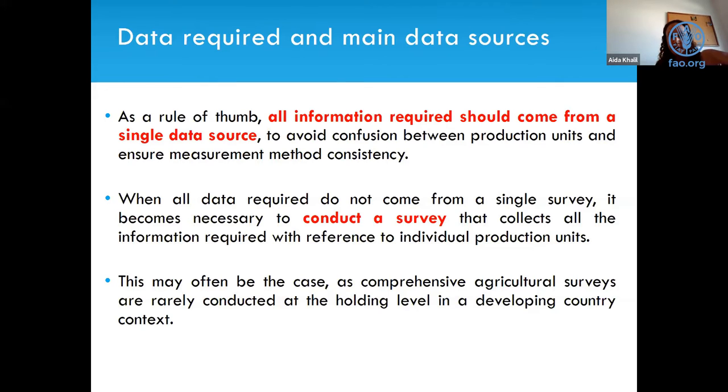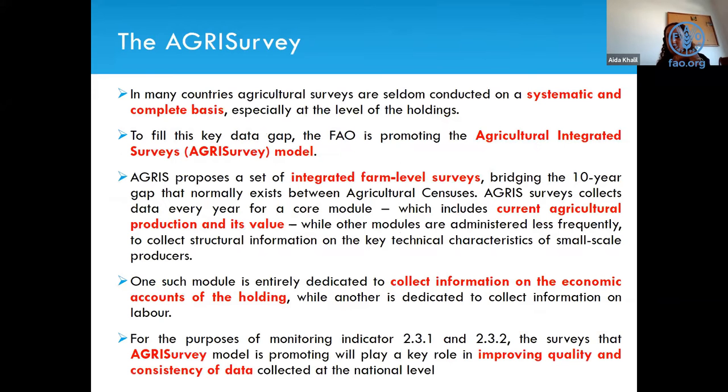So here a solution could be that when all the data required to compute the indicators don't come from a single survey, then we can redesign a survey that collects the required information. So let's see what could be a solution here, because the idea is not that of having a completely new survey, but to adapt existing surveys to collect the required information. And that's what the AgriSurvey project normally does. So by the realization that in many countries agricultural surveys are seldom conducted in a systematic way, but also by the realization that these surveys often do not collect all the data that are needed for policy making, the FAO developed the so-called AgriSurvey model that I will briefly describe now.